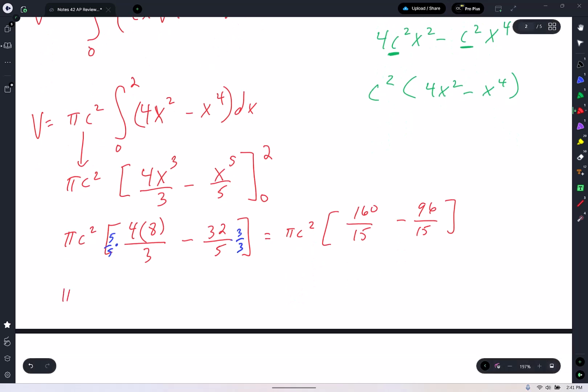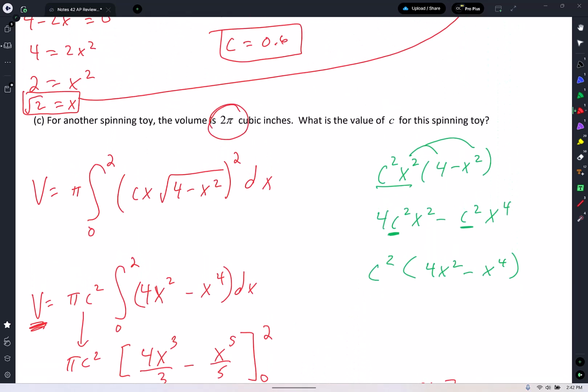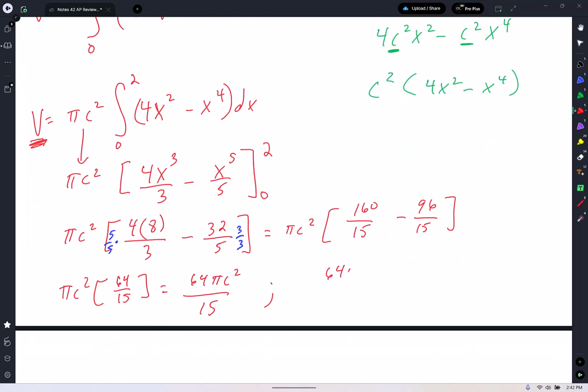And let's keep going. Pi c squared, bracket, 160 minus 96, 64. 64 over 15. So 64 pi c squared over 15. I know you can reduce it. Actually, no, you can't right now. Okay, I'm going to set this equal, this is my volume. Look what it says there. That's volume. What did they tell me my volume was? So I'm going to go 64 pi c squared over 15 is equal to 2 pi. And I'm going to solve for c.